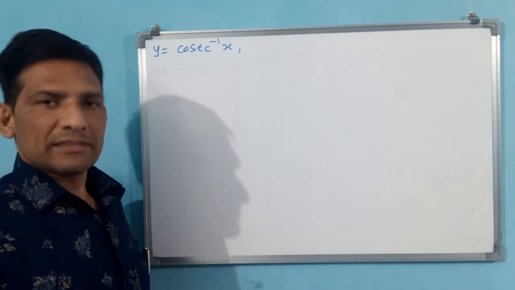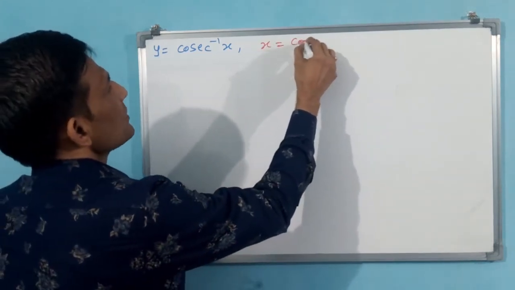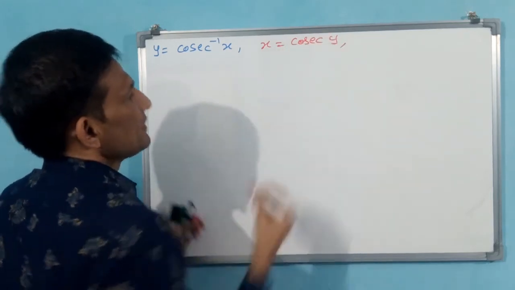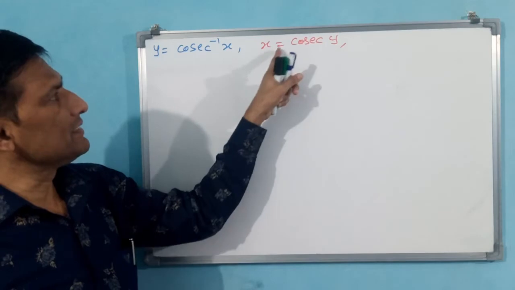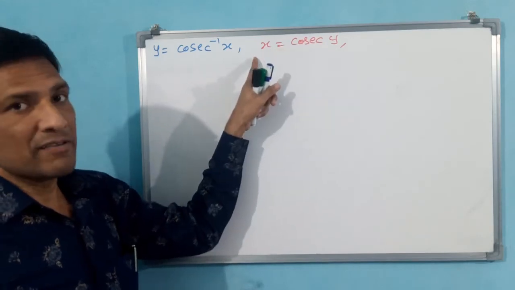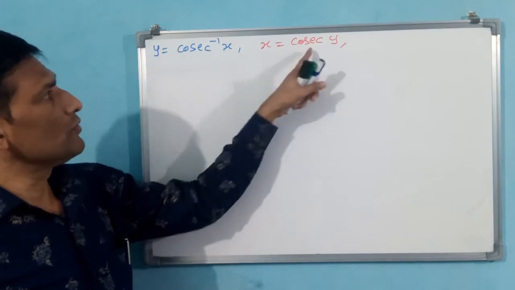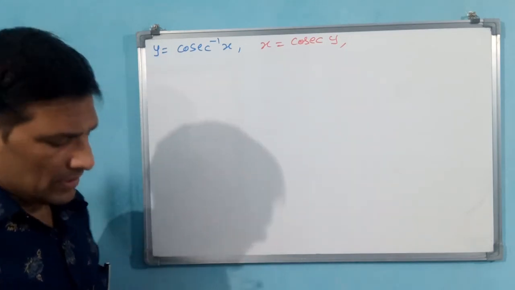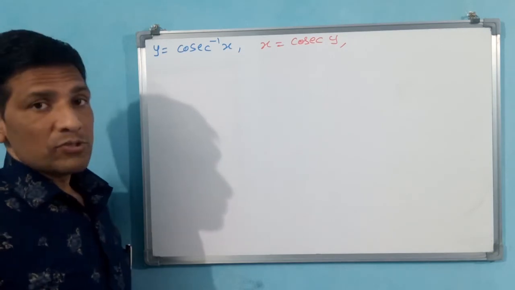Now cosecant inverse x also we are going to find. You see what I am writing? x is equal to cosecant y. Is it correct? Definitely correct. y is equal to cosecant inverse x. If you send the function this side, it is going to become inverse, and if you send the inverse function that side, it becomes the normal function. Okay? Now, see, it has become x is equal to cosecant y.